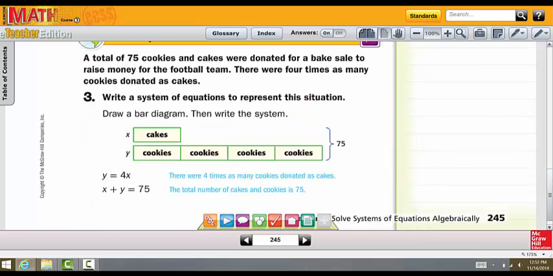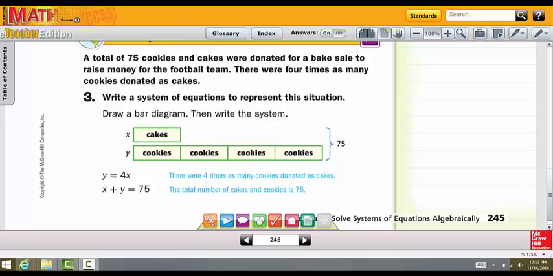Okay, let's take a look at example number 3. A total of 75 cookies and cakes were donated for a bake sale to raise money for the football team. There were 4 times as many cookies donated as cakes. Write a system of equations to represent this situation. Draw a bar diagram, and then write the system. So we have x equaling cakes, and we have y equaling cookies. Well, it says that there were 4 times as many cookies as cakes. So if we use this to represent cakes, we must have 4 of those to represent the cookies.